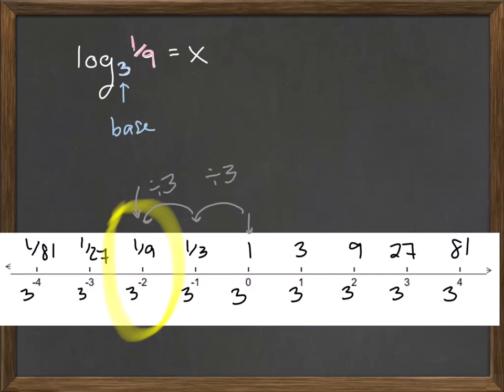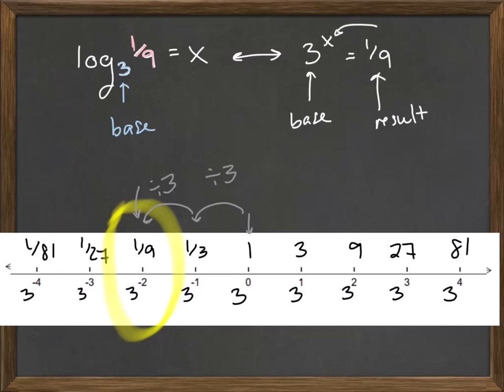Okay, so another way, if you don't want to use the scale, we could simply, at the very beginning, rewrite this as 3 to the x power is equal to 1/9. Again, we're either multiplying or dividing by 3, right? We multiply as we go to the right, we divide as we go to the left, and the result that we're seeking is 1/9. So we're saying how many steps do we have to take to the left or the right to get to 1/9?